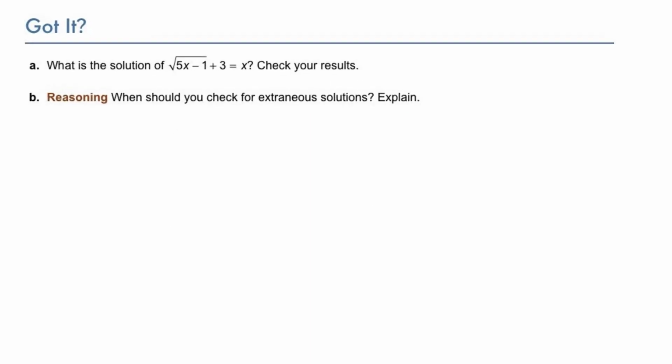Your turn, part A. What is the solution of the square root of 5x minus 1 plus 3 equals x? Check your results. And part B, a reasoning item. When should you check for extraneous solutions? Explain.